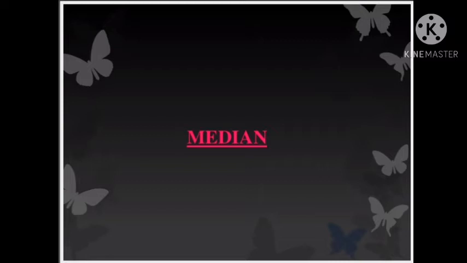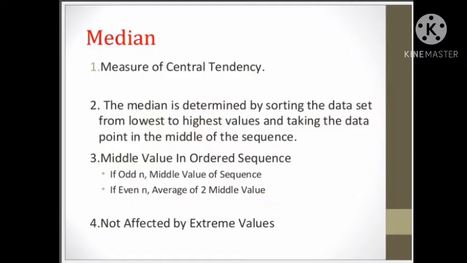Definition of median. The median is determined by sorting the data set from lowest to highest values and taking the data point in the middle of the sequence. Middle value in ordered sequence. If n is odd, the middle value of the sequence. If n is even, the average of the two middle values. It is not affected by extreme values.